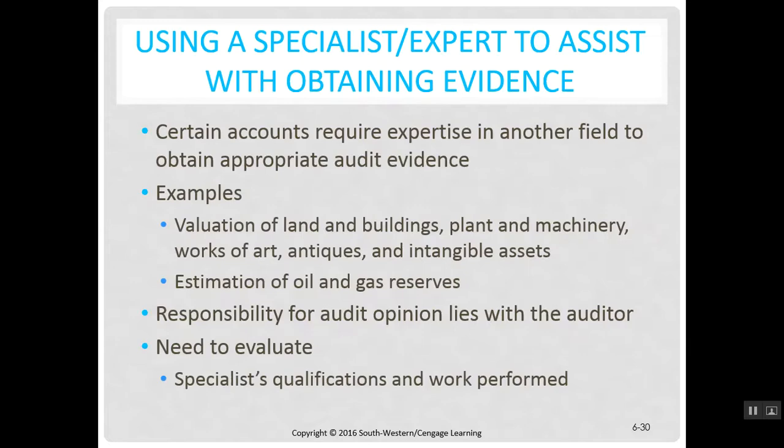You need to evaluate their qualifications, so their professional certification, license, or anything else that is recognition of their competence. Look at their reputation and standing in the field, and their experience in the type of work under consideration.